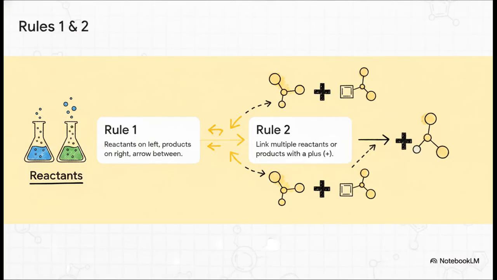To make sure everyone in the scientific community is on the same page, there are 6 strict conventions we must follow. Rule number 1, we always write the reactants on the left-hand side and the products on the right-hand side. And we draw an arrow pointing straight towards the products to show the reaction's direction. Rule number 2, if you have 2 or more reactants or products, just seamlessly link them together with a simple plus sign. It's very much like simple maths, isn't it?